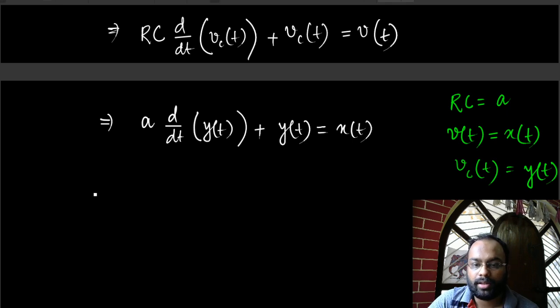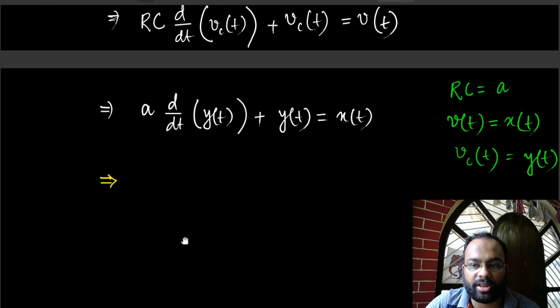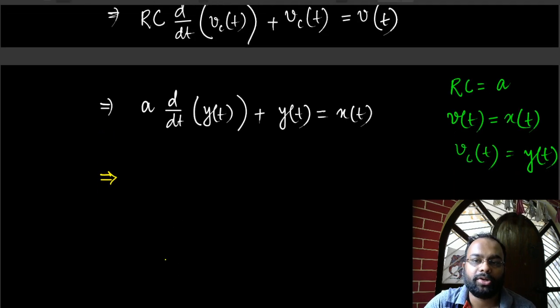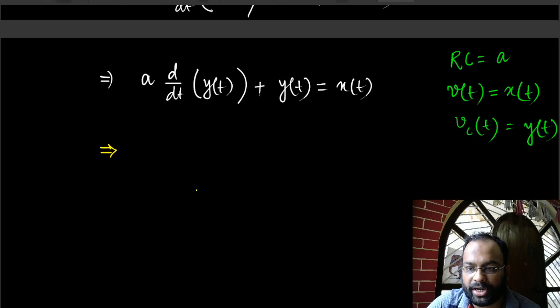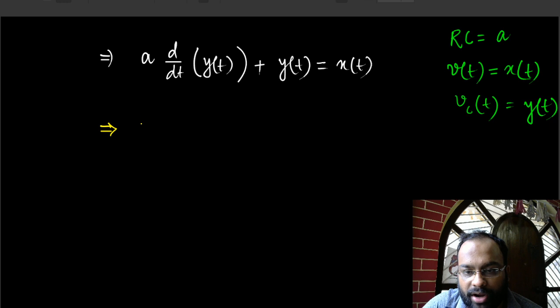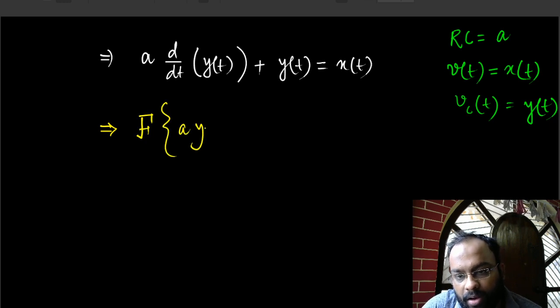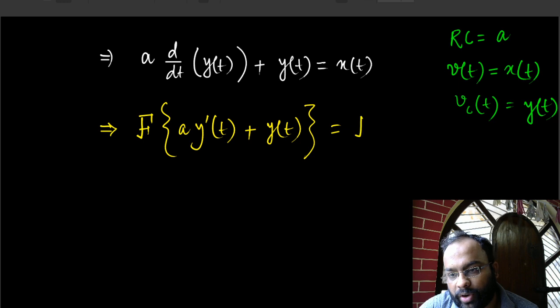Now it's time for our Fourier transform. So what if I apply the Fourier transform? You get the point, right? We kind of have a generic differential equation. Now if I apply the Fourier transform on both sides, I have the Fourier transform of A y dash t plus y t, that's y dash, equal to the Fourier transform of x t.